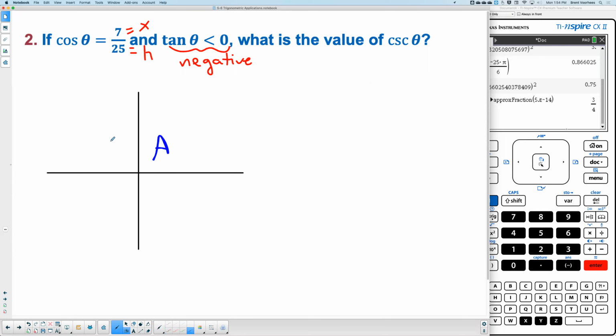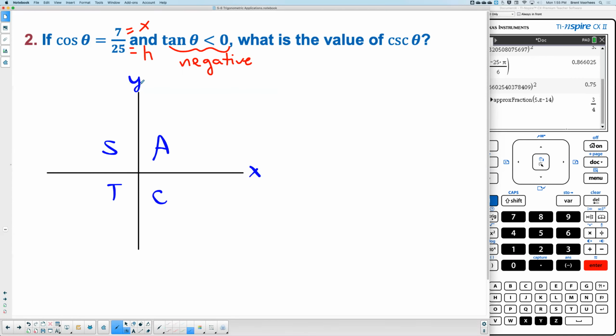All students take calculus. It's based off the idea that x's are positive to the right, so cosines would be positive. Y's are positive up high, so sines would be positive. And since x and y are positive in the first quadrant, everything's positive there. Whereas only tangent's positive in the third quadrant, since it's y divided by x, the negatives will cancel each other out.